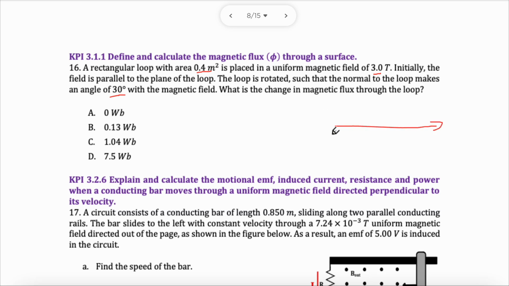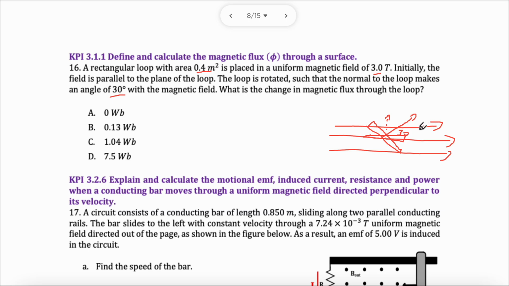Originally this field was something like this, and then at the beginning it was parallel to the plane. So the plane being parallel looks like this. The normal might have been like that, perpendicular, but the plane is parallel. The idea here is the starting flux is 0. It's not catching any flux at the beginning. It then rotates to an angle, something like this, and this angle is 30 degrees.